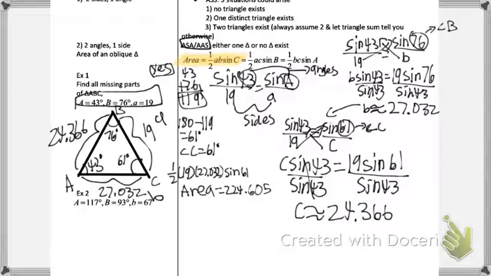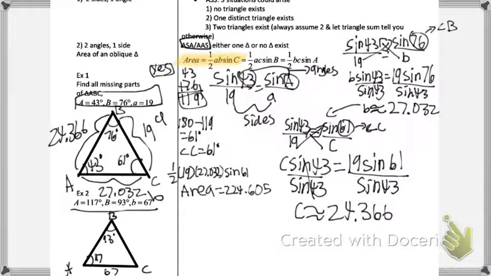So we have the given information right here. And then let's draw a triangle here. And then here. So we know angle A. So let's label the angles here, A, B, and C. So angle A is 117 degrees. Angle B is 93 degrees. And side B is 67.